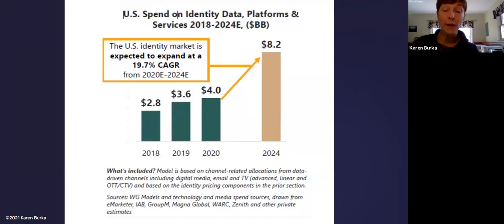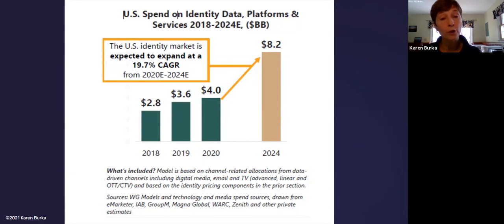And the one other thing, I'm an analyst, so I like to present a lot of charts and graphs, is where's the money? Right? So spending is going up. And right now, this is also from the IAB and the Winterberry Group. They're projecting that identity services, platforms, and data is going to be an over $8 billion market by 2024. Now, the market is growing, it says here, at almost 20% compound annual growth rate.